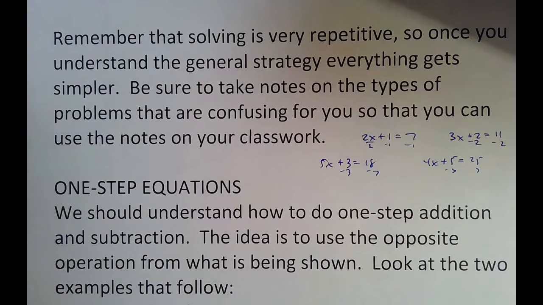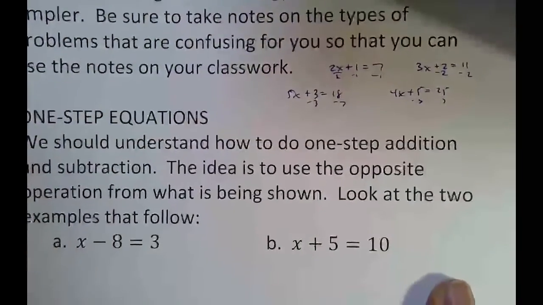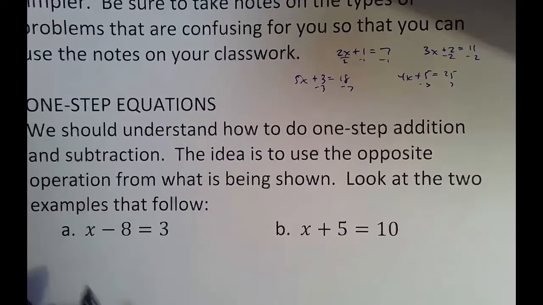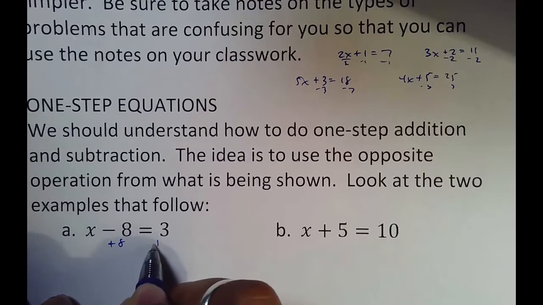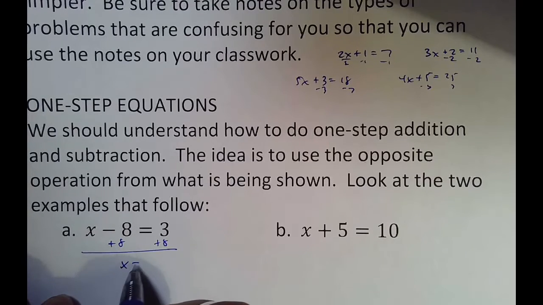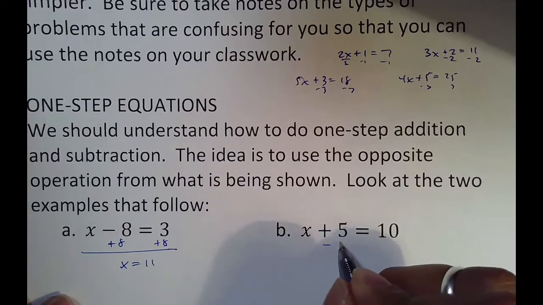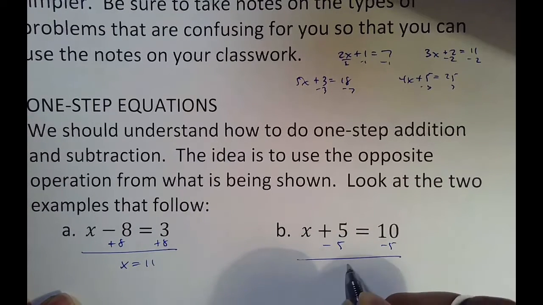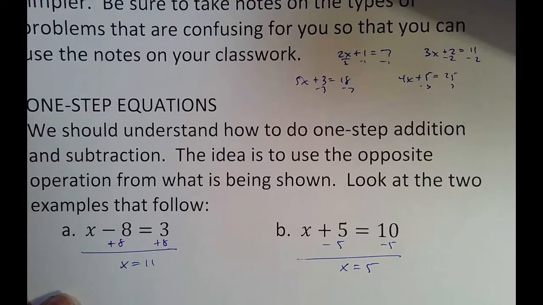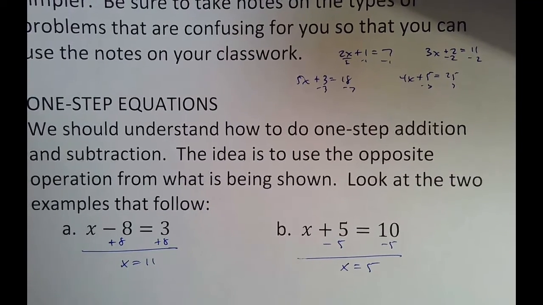We should understand how to do 1-step addition and subtraction. The idea is to use the opposite operation from what's being shown. 2 examples here. For example, shouldn't be that bad. X minus 8 is equal to 3. You want to move that 8. It's being subtracted, so we add 8 to both sides. X comes down, and 3 plus 8 is 11. On the other hand, X plus 5 is 10. You want to move that 5. It's being added, so we subtract 5 from both sides, and X is equal to 5. That's all. All right.